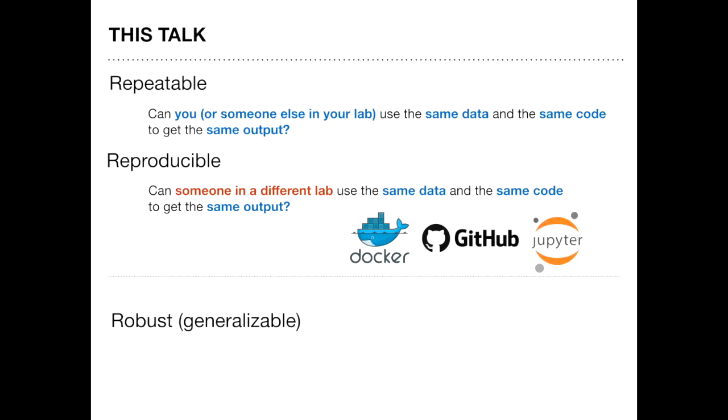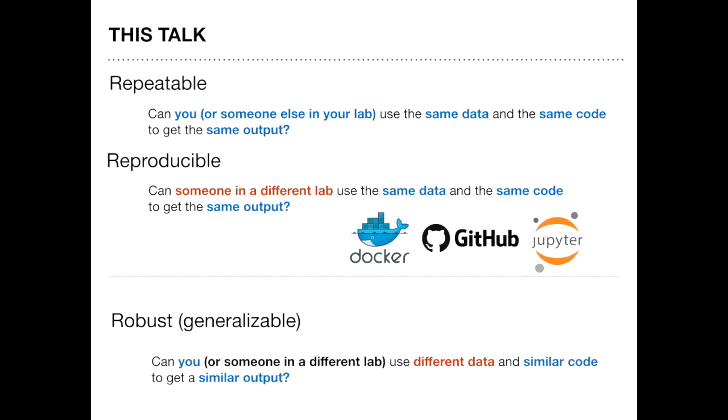So in a more conceptual way, given that you've discovered something about the brain in a certain sample using a certain type of analysis methodology, would it be possible for you or someone in a different lab to use different data and maybe similar but not exactly the same code to get a similar output? So how robust is your finding to things like which subjects you use or exactly how you implemented your question and things like that?